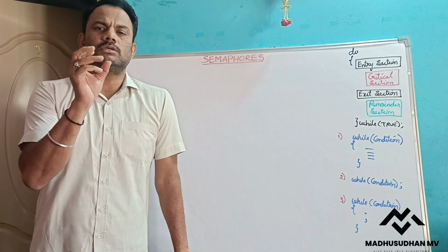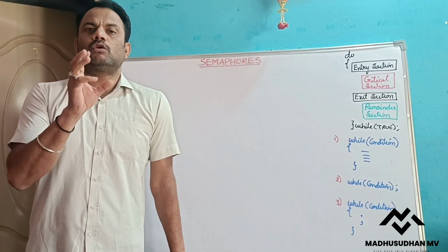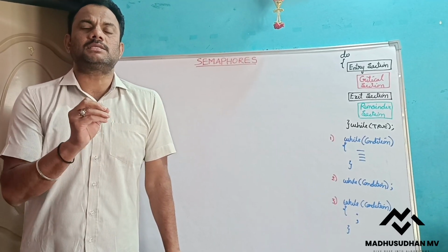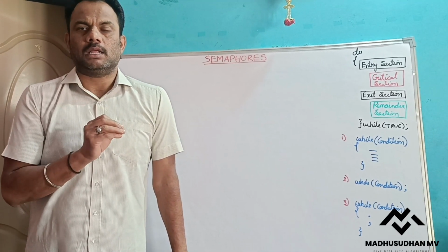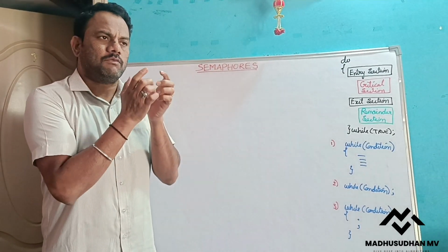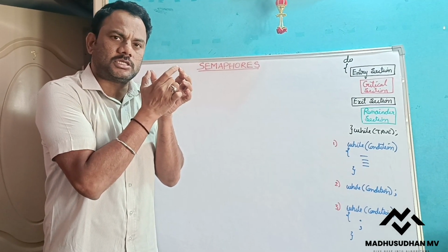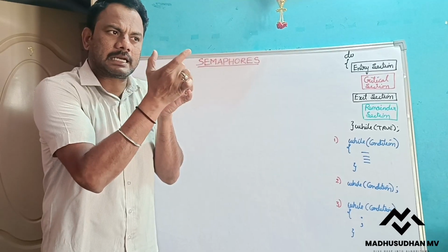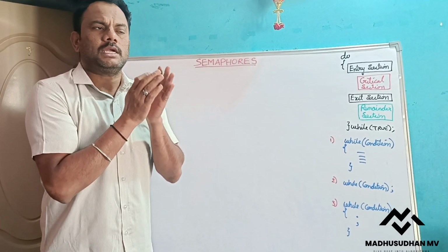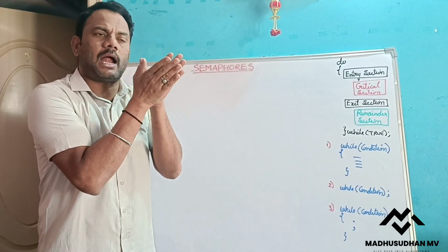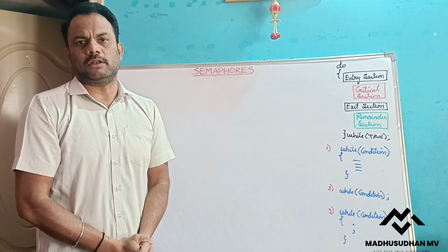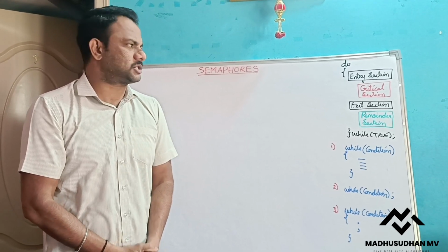The hardware solution uses some machine instructions, and those machine instructions should be atomic instructions. That means non-interruptible. That is test-and-set and swap. When those machine instructions are executing, interrupts are disabled by our operating system. So interrupts are not allowed when those atomic operations are executing. Hence they are called non-interruptible instructions. That's what the machine instructions are.